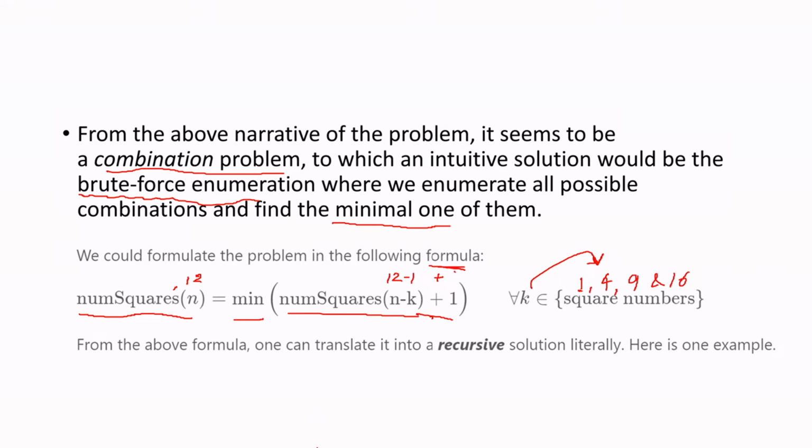Similarly, next time it will come as 12 minus 4, and the plus 1 will remain the same. Next it will come 12 minus 9, next 12 minus 16. Like this you can do it, and this is the formula we can use. Among all the solutions we have, we will get the minimum one, because we have to write it down.